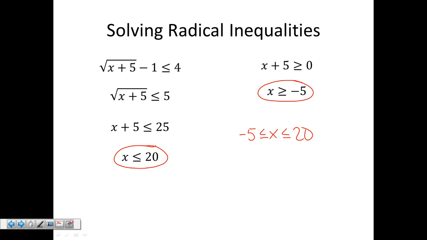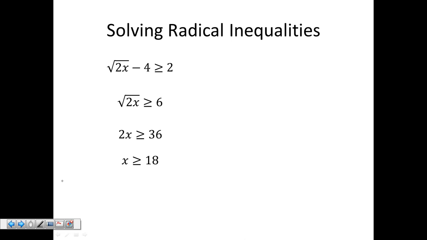Let's take a look at another example. Here I have the square root of 2x minus 4. That minus 4 is outside the square root, so I want to get rid of it first by adding it over. I square both sides. Again, squaring both sides is not going to flip that sign. Divide by the 2 and I have x is greater than or equal to 18.